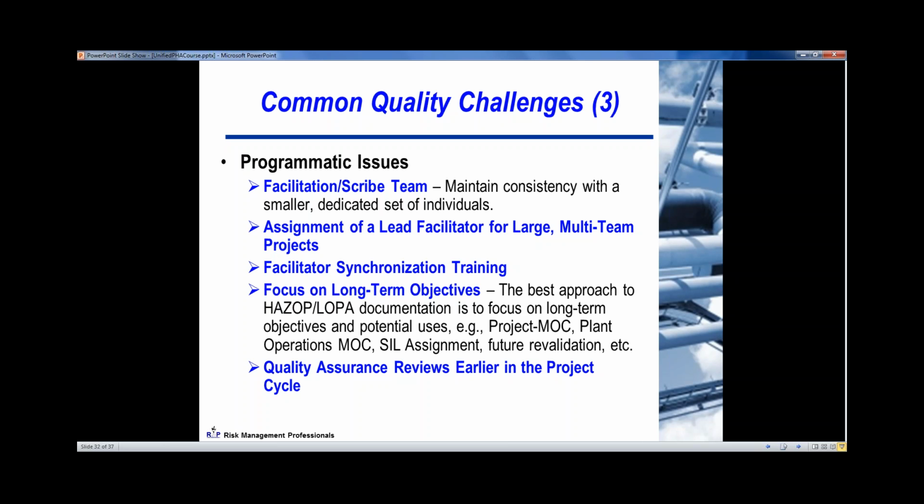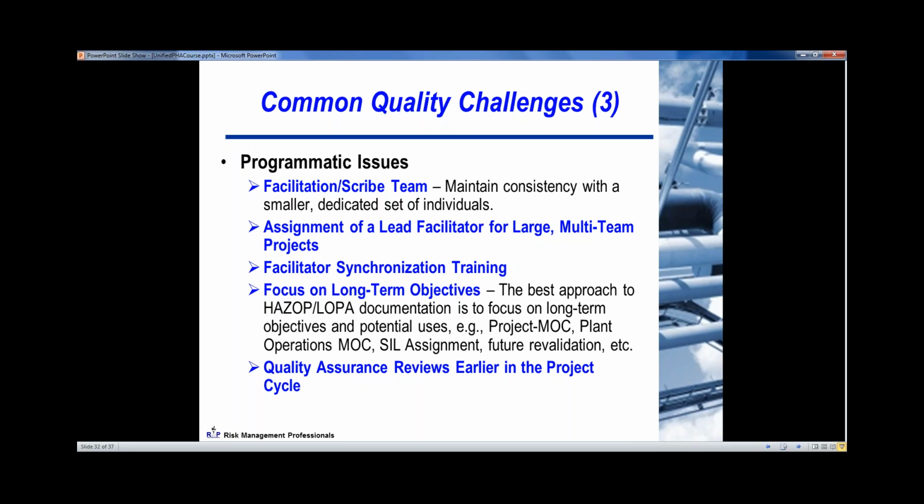For multi-team projects where you've got several different teams working on a HAZOP LOPA during the design, making sure that you've got a lead facilitator who's responsible for setting the pace, setting the examples, and maintaining consistency and quality, is super important. If you don't assign a lead facilitator, everybody's going to go in a lot of different directions, and you're not going to have the results that you want.